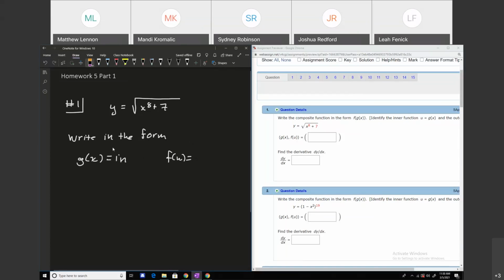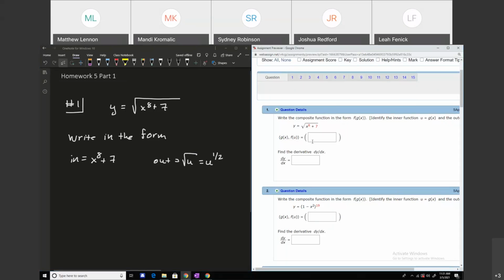I don't want to confuse you. I'll just show you how it works. So instead of using t as the placeholder variable, they're using u, which is fine. So our inside here we can clearly see is x to the 8th plus 7. And then the outside function would be the square root of u, or u to the 1/2 power. So that's what they want here.